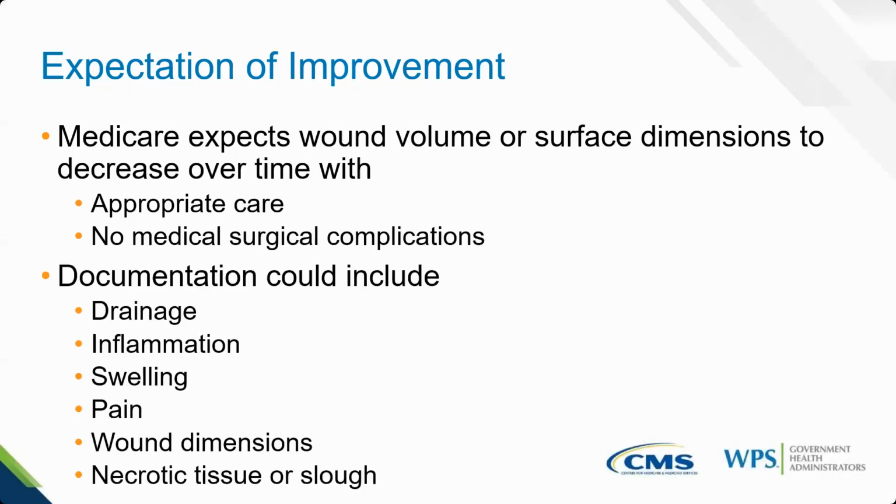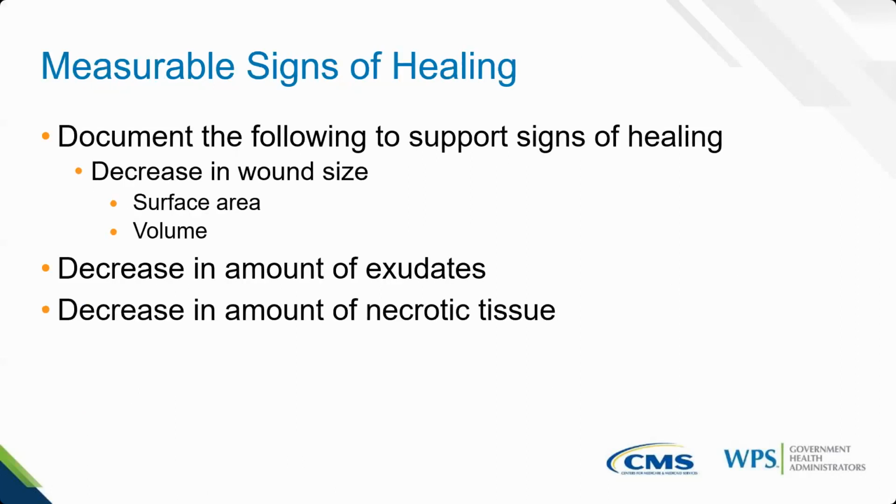Other signs of improvement could be decreased drainage, inflammation or swelling, changes to the wound dimensions, or reduced necrotic tissue. We'll talk a little bit more about this in the next few slides. When we're looking at measurable signs of healing, the wound size should be documented for each service that's provided.